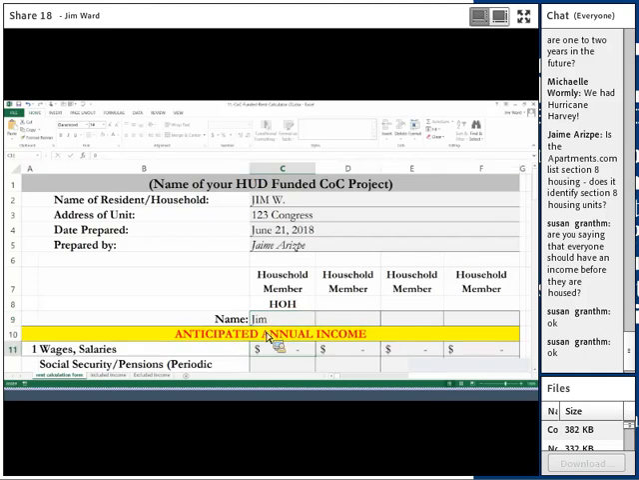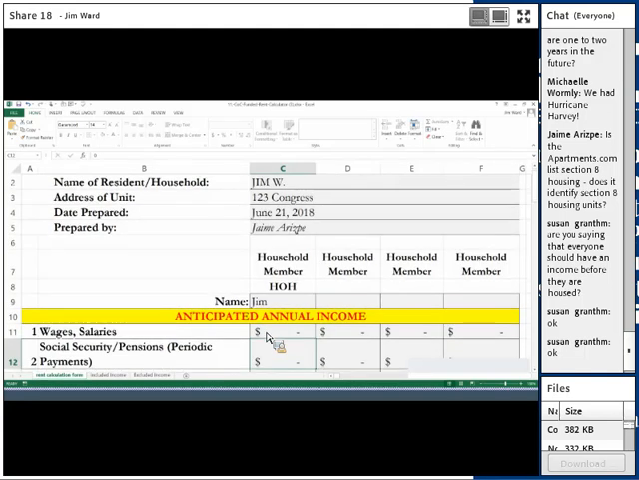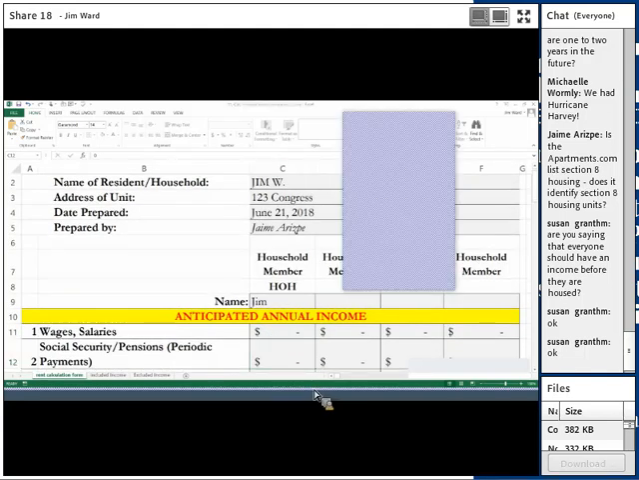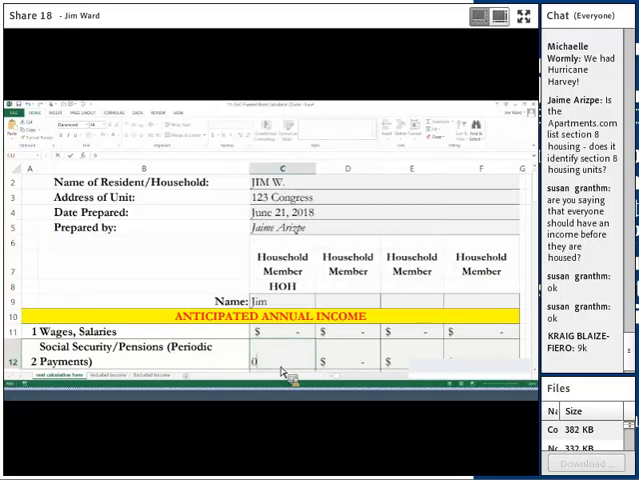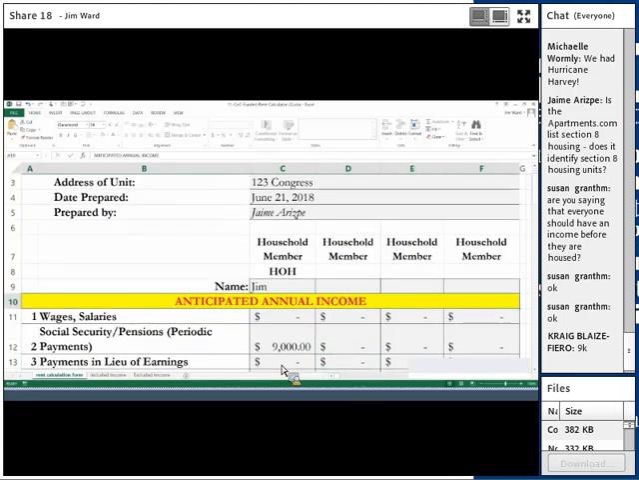So let's say I am actually not working. Let's say I'm on Social Security and I'm receiving the minimum of $750 a month. So you would have to do a calculation of 750 times 12, which is $9,000. So you'd put that 9,000 in the box that correlates. And then you would do the same for any other household member, adult household member, in the columns to the right of that head of household box.